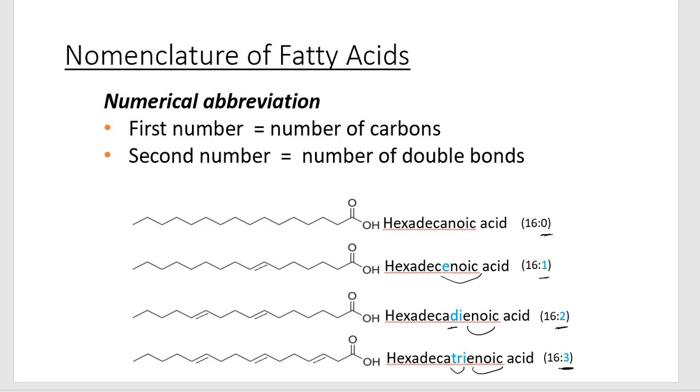So by looking at the fatty acid names and numerical abbreviations, we know whether they are saturated or unsaturated. And we know the number of carbons and we know the number of double bonds. But we don't know the position of the double bonds. So for that purpose, there's another naming system. Let's see it.